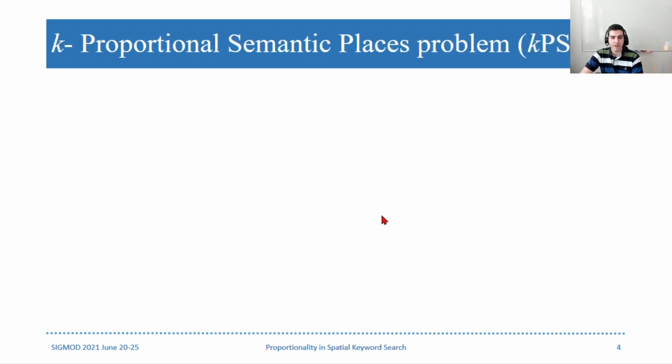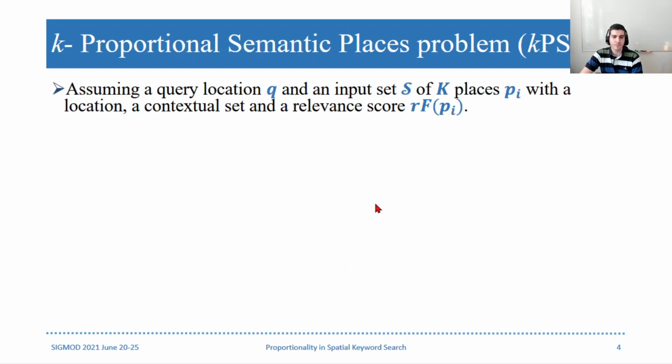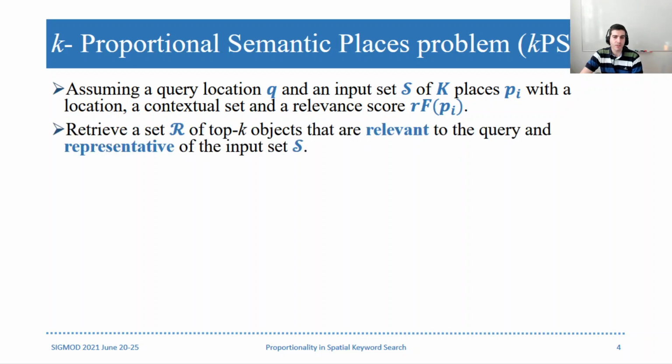Let's now formally define the k-proportional semantic places problem. Assuming a query location Q, an input set of a number of places, with their location and contextual set and a relevance score, we want to retrieve a result set R of lowercase k number of places, which are both relevant and representative of the input set.